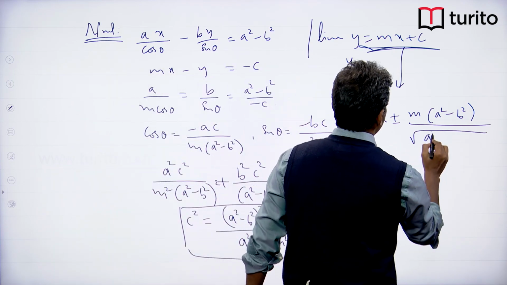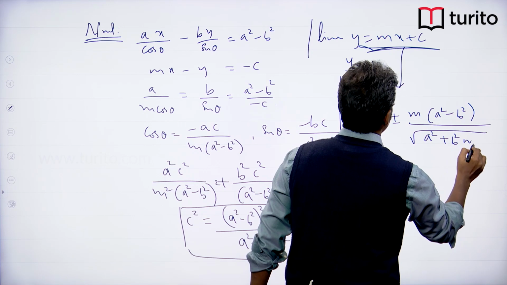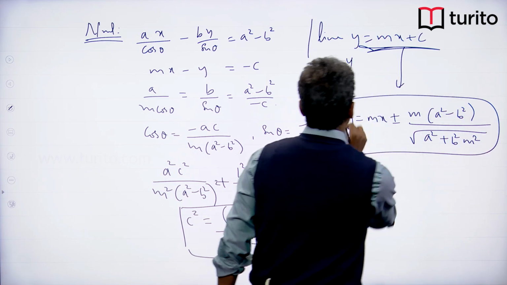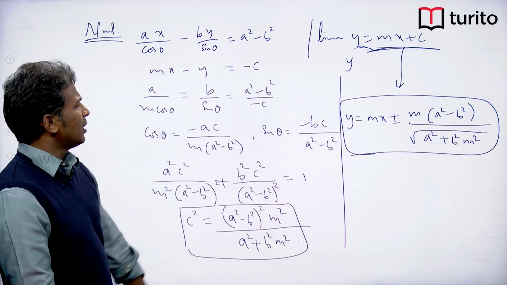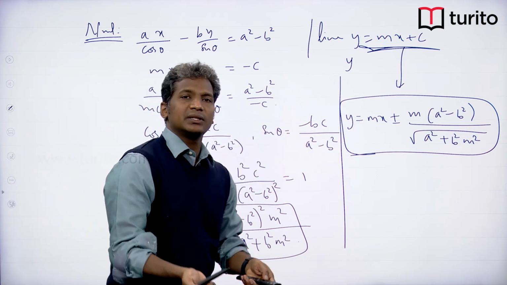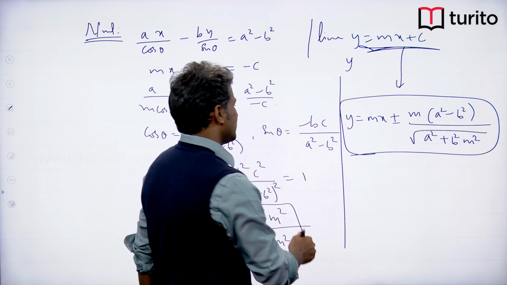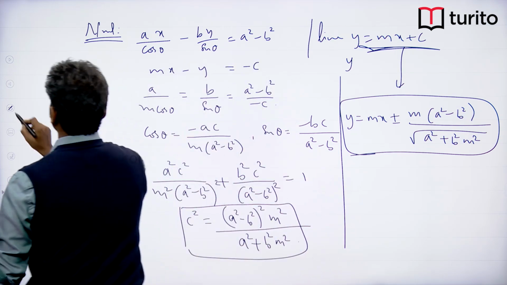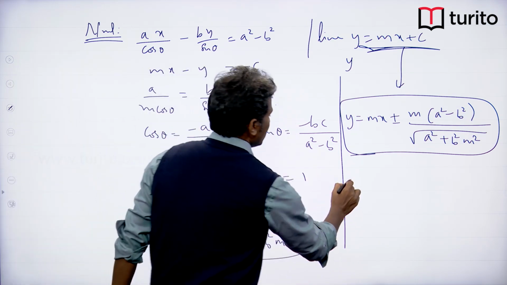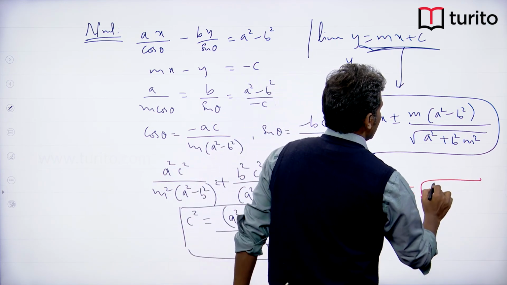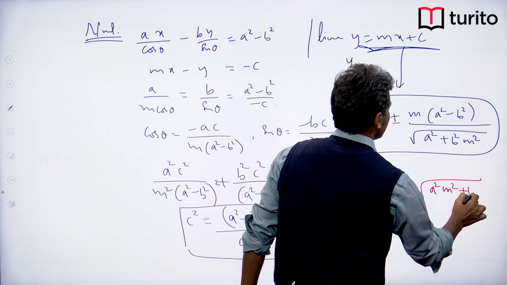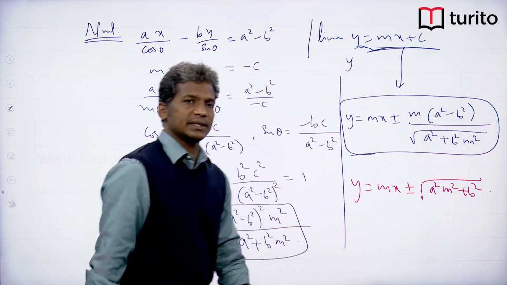Root of a square plus b square m square. So by doing this we can get the equation of the slope form of the normal. Now if you try to compare this with the tangent, what is the difference? For the tangent, this was the equation: y equal to mx plus minus root of a square m square plus b square. This was the equation for the tangent.